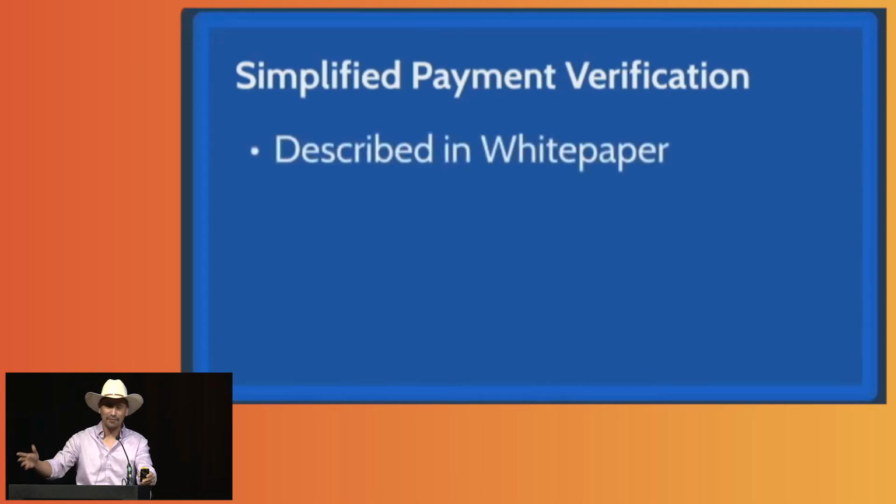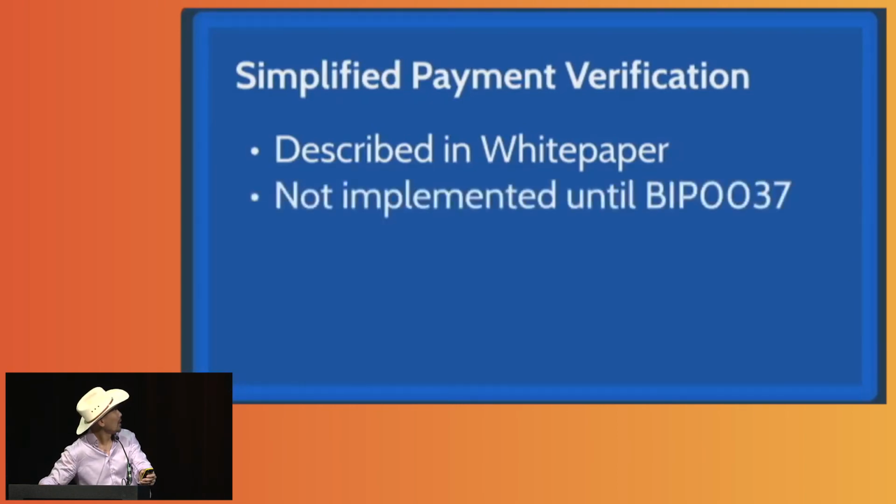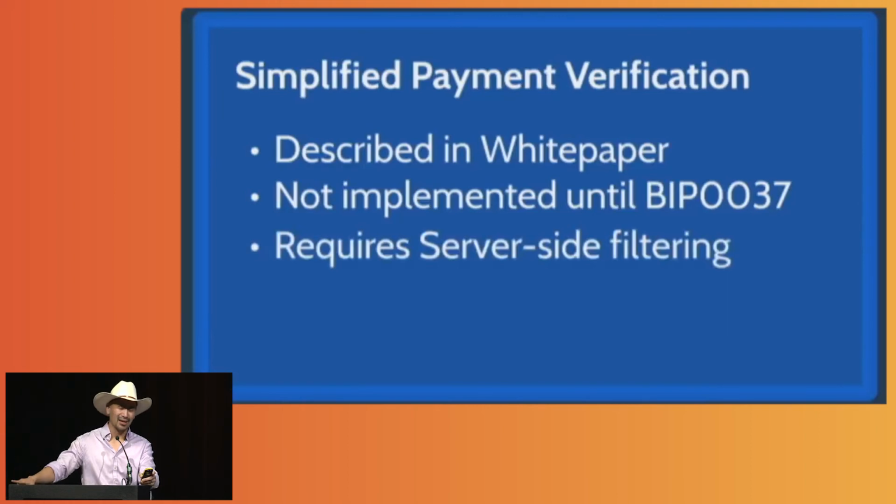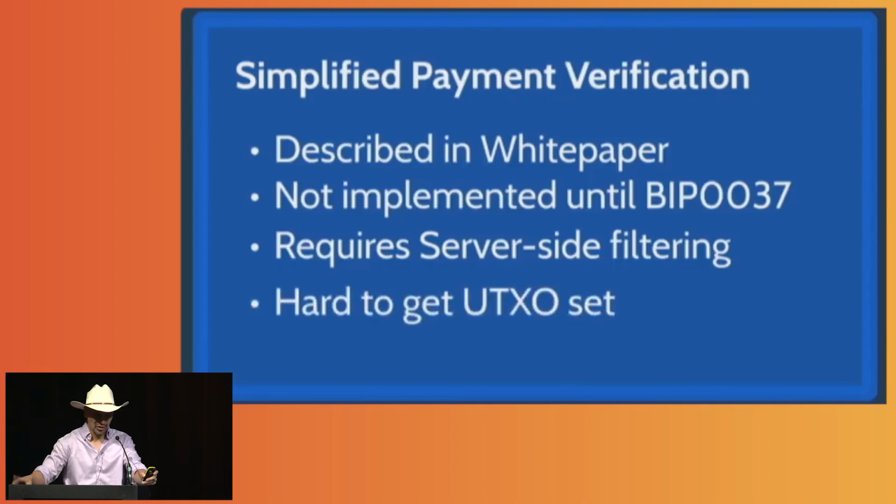This was described famously in the white paper by Satoshi: now that we have the Merkle root, it's possible to verify that a transaction is in there. It wasn't actually implemented until BIP37, and that was the first time you could actually do something like what Satoshi described. The key thing about BIP37 is that it requires server-side filtering. For every client that connects, the server has to do some amount of work with respect to the actual SPV.